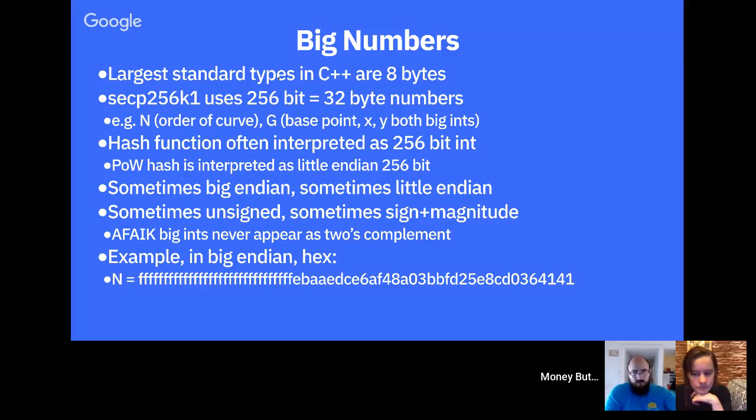And then there's an example at the bottom of a big number, which is the order of the group of secp256k1. It is basically the number of private keys is what that really is. It's written in hex, and that is a large number. It is 256 bits.